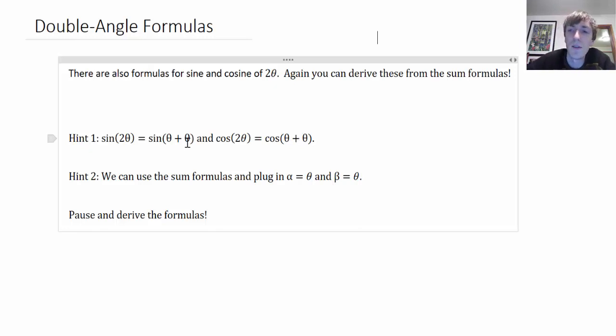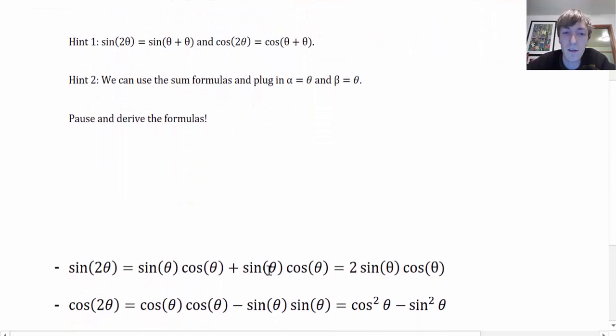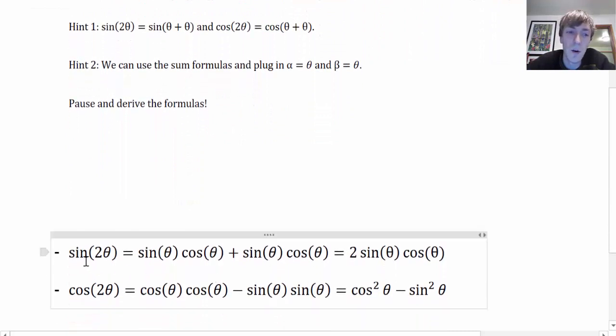Okay, so I've given you the chance to pause. Here are the final results. So, like I said, plug theta in for both alpha and beta. Now we get the same term twice, right? There's no difference between these terms anymore, because when I swap theta and theta, I get theta and theta. I'm sounding very silly right now. So if I have the same term twice, then I can just combine those and say 2 times sine theta cosine theta. So that's kind of nice.